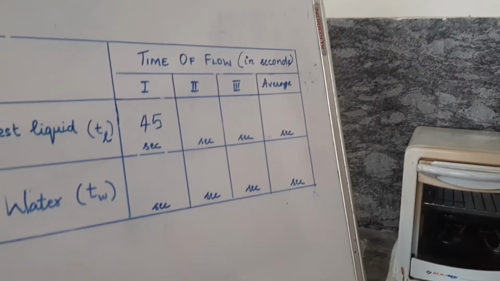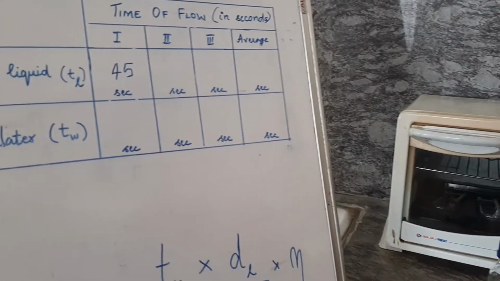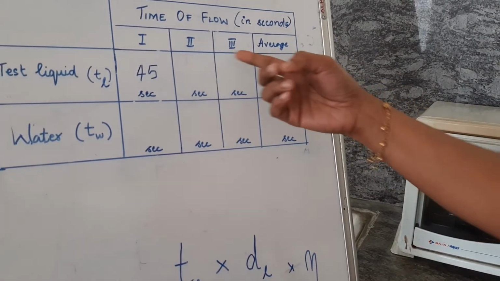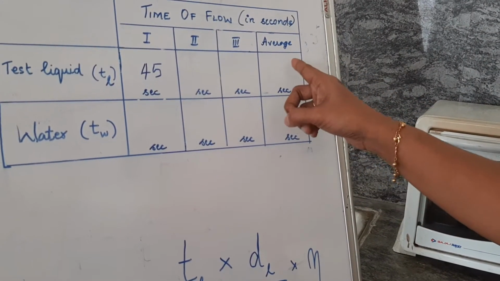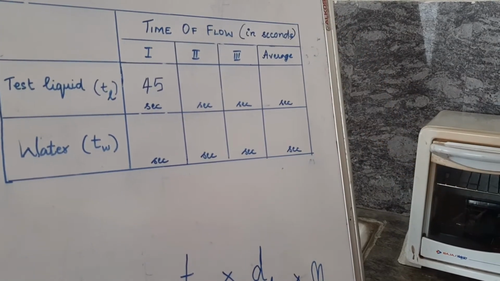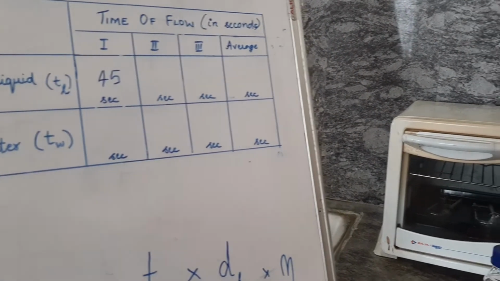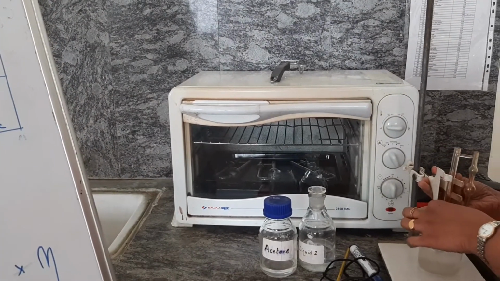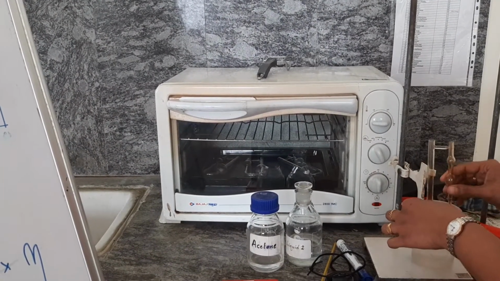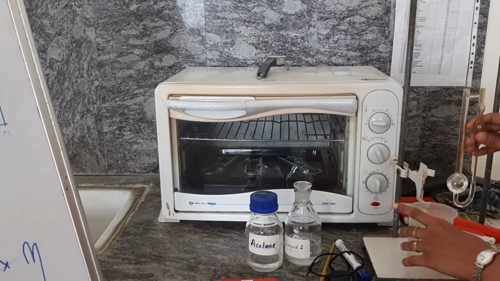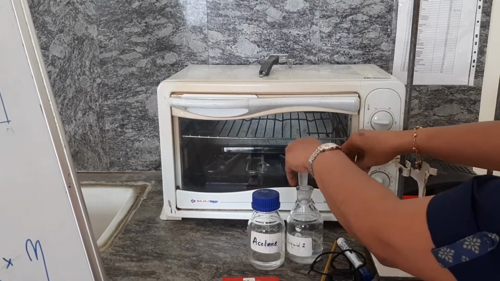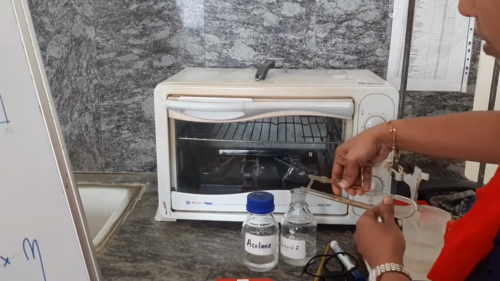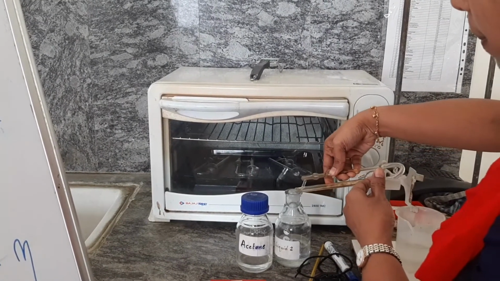Now again you have to repeat the experiment for 2 more trials, second as well as third, and you have to take the average of 3 readings and note down in seconds. Now what you have to do is, you can discard this solution. You can discard it into the bottle.